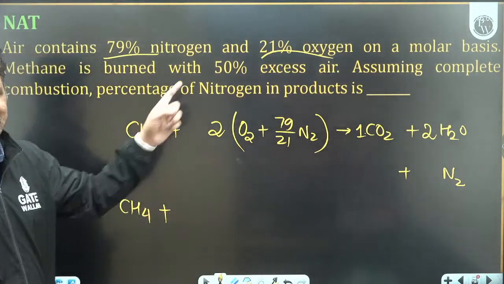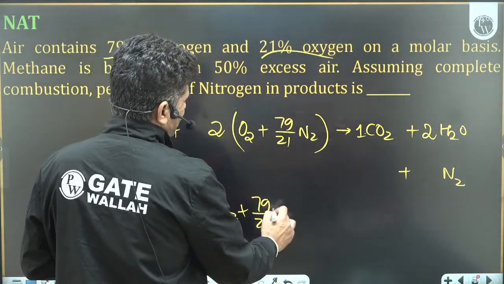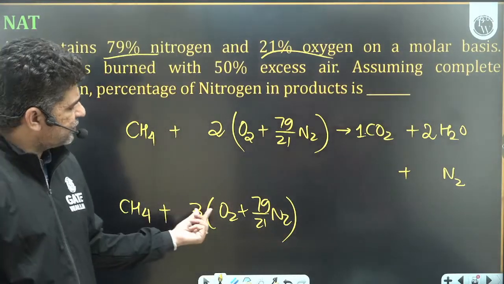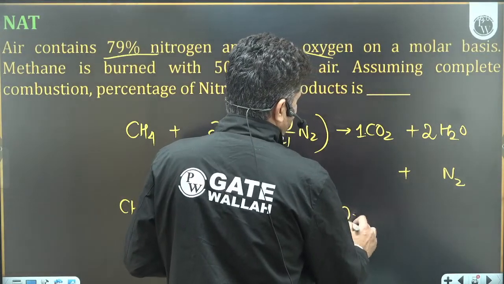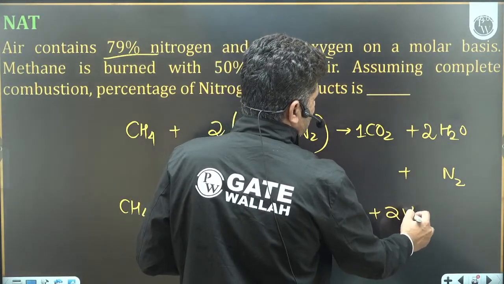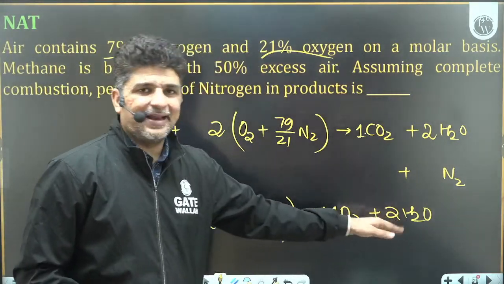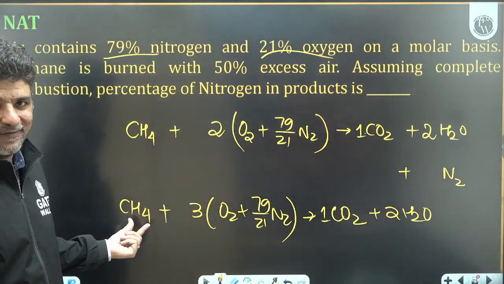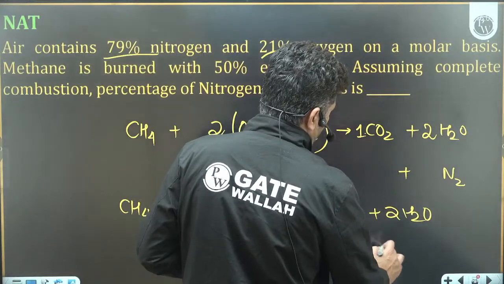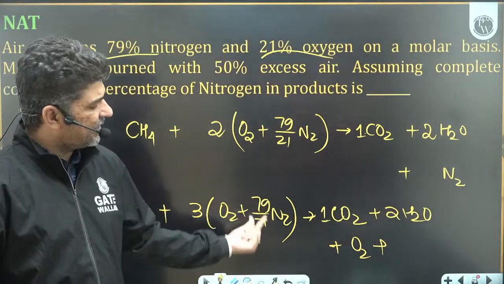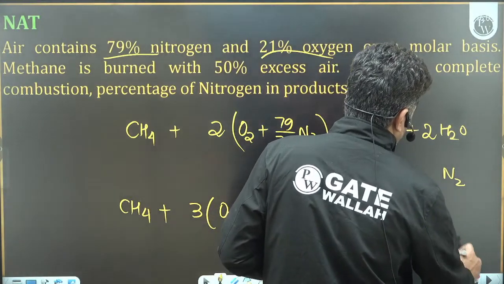So when 50% excess air is there, you will have 3 moles of oxygen plus 3 times 79 by 21 nitrogen. And when there are 3 moles of oxygen, in the combustion products you will have 1 mole of CO2 and 2 moles of H2O. But apart from carbon and hydrogen, there will be an excess molecule of oxygen. So you will have 1 O2, and then the remaining 3 multiplied by 79 by 21 moles of nitrogen.